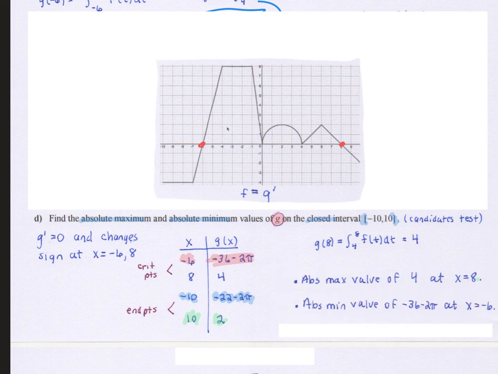The highest of these values is my maximum, and as I'm looking at all of these, that's my max value, so I state it here. And it's asking for the absolute max and min values, so I want to make sure I give that value is actually what's answering this question. And my minimum value is my smallest value, and I can see that that is the -36 minus 2 pi. And it occurs at x equals -6.